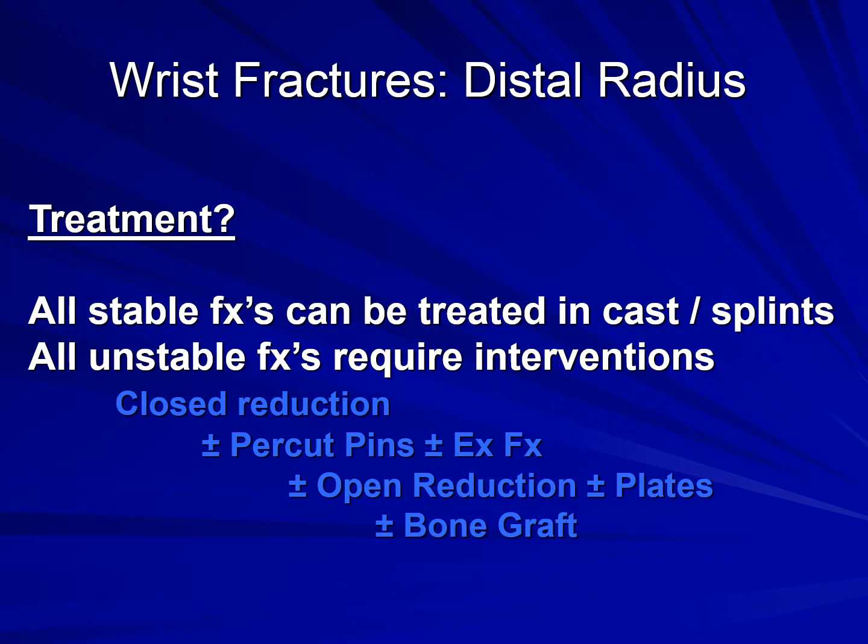Our treatment plan is that any stable fracture is treated by closed reduction, casting, or splinting, and all unstable fractures require intervention as we mentioned before: closed reduction with percutaneous wire or external fixator, or open reduction and internal fixation with T-plates with or without bone graft.